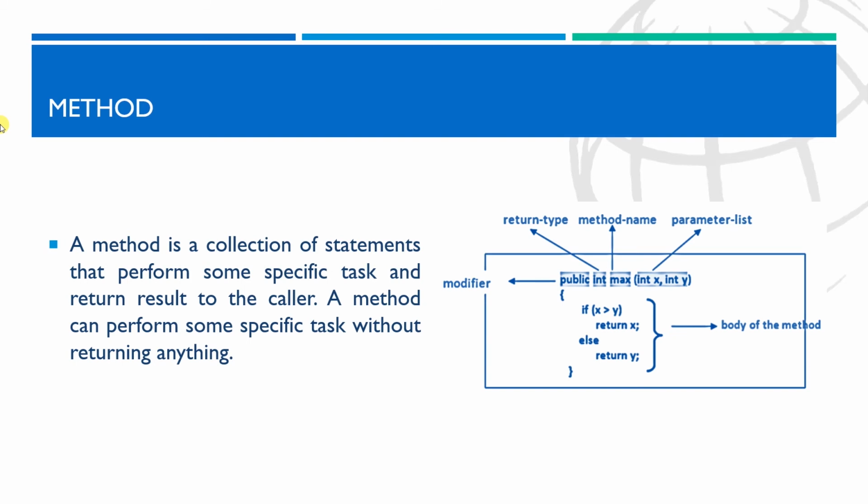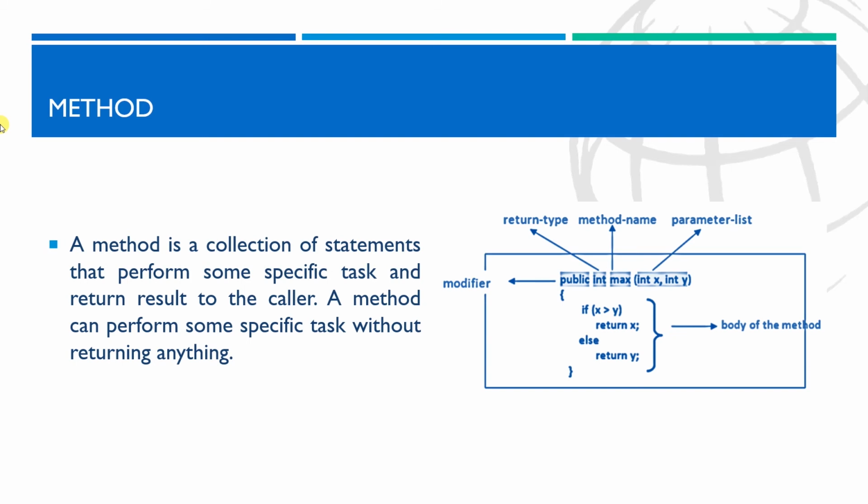And default, which is accessible within the same class and package within which its class is defined. If you don't put any access modifier, the default is the kind of modifier that the method will have.